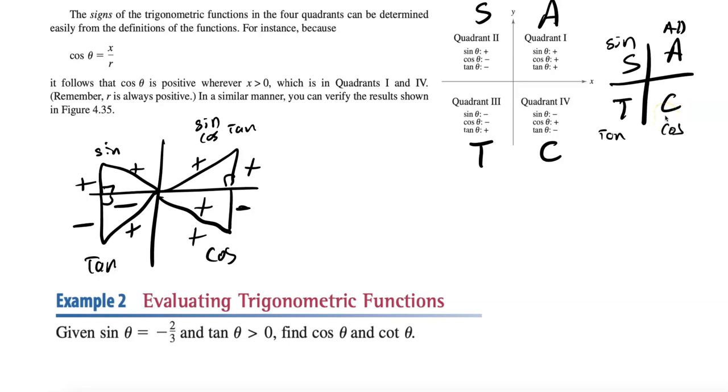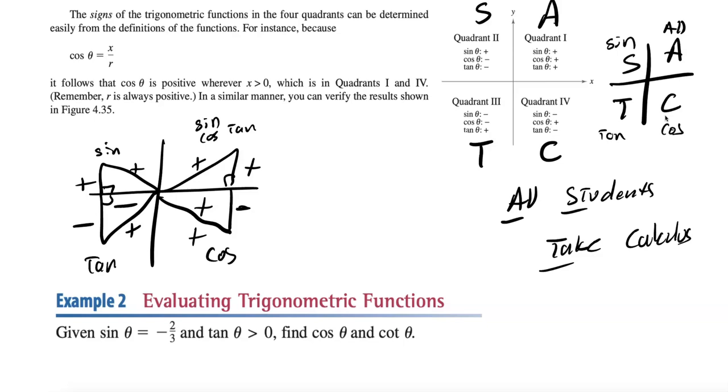And a shortcut for memorizing that is: all students take calculus. Again, you can make up your own mnemonic, but that's the famous math one, all students take calculus. So we know it goes A, S, T, C around. And again, that lets you know which one's positive in that quadrant.